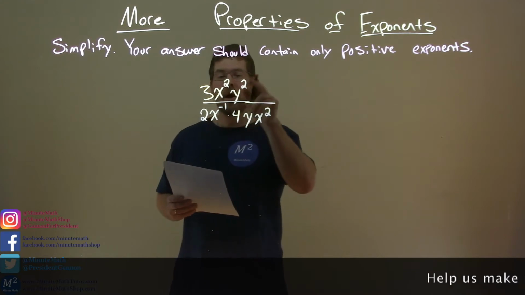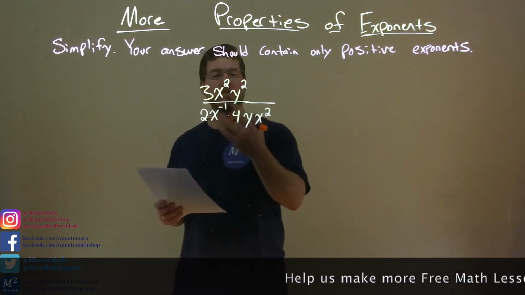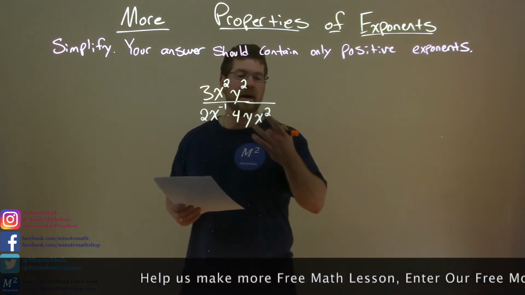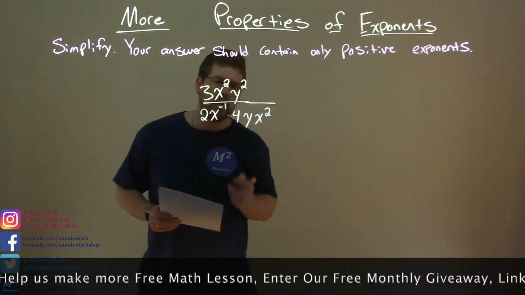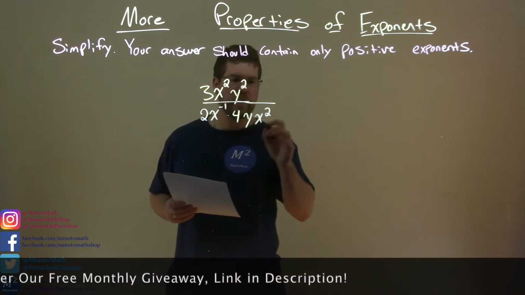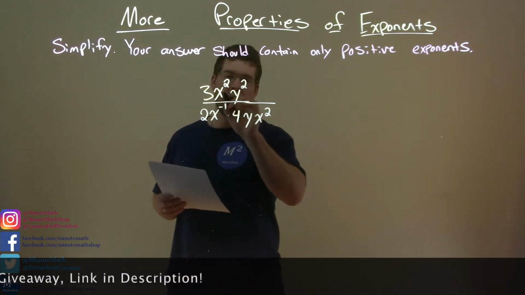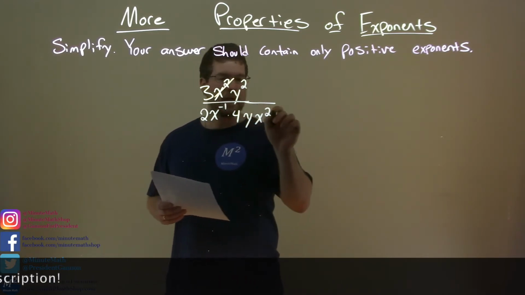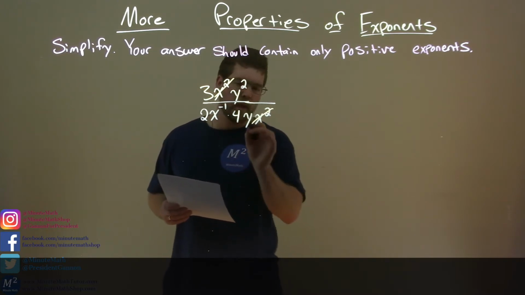3x squared, y squared, all over 2x to the negative 1 times 4yx squared. First thing I want to do here, let's see what we can eliminate from the numerator and denominator. Well, I see an x squared here in the denominator, x squared here in the numerator. I can cancel them out. Makes it easier. Now let's look at our y's.